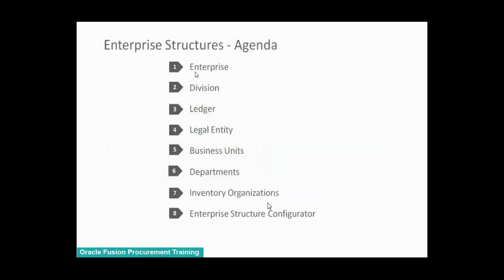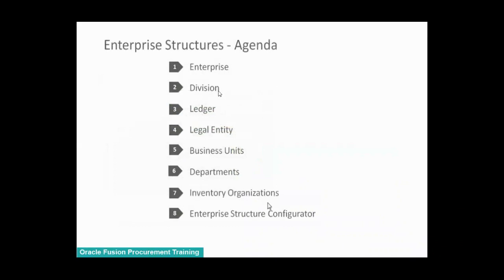Now, these are the enterprise structure entities. What is the first entity? The first entity is nothing but the enterprise. As I told you, there is no business group. Business group is replaced with the enterprise. And in EBS, we can create multiple business groups, but here you are allowed to create only one enterprise.